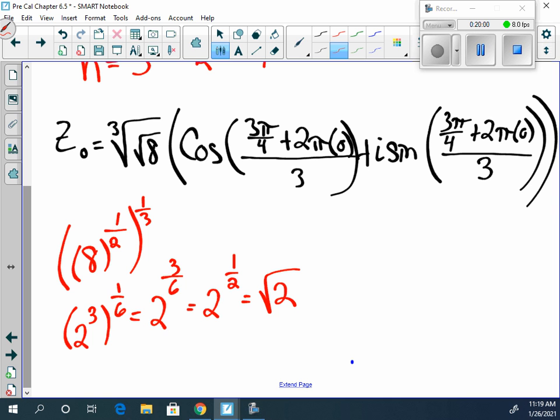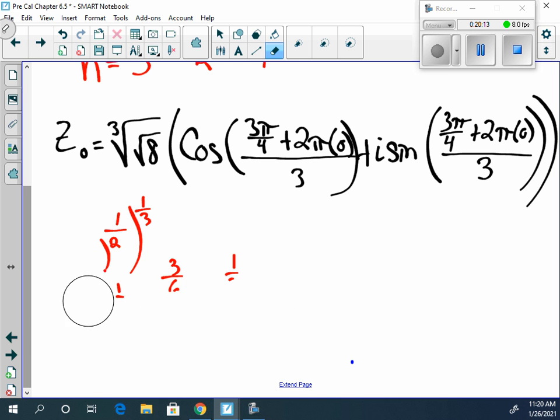So that's why I said I would do this on the side, because otherwise if we did this in the problem, I would have had to rewrite this out 1, 2, 3, 4, 5 more times. No, this is scratch work. So square root of 2. So we did that on the side.